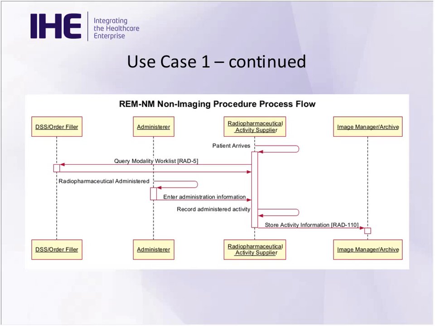So the RAS is the third block in this swim diagram, with the order being the first block. The order, the patient arrives, the RAS queries the work list, pulls in the work list. The radiopharmaceutical is administered to the patient, and that information and time is entered into the RAS. Also, before that, they may have assayed the dose, so we can know what time the dose was dropped into the dose calibrator.